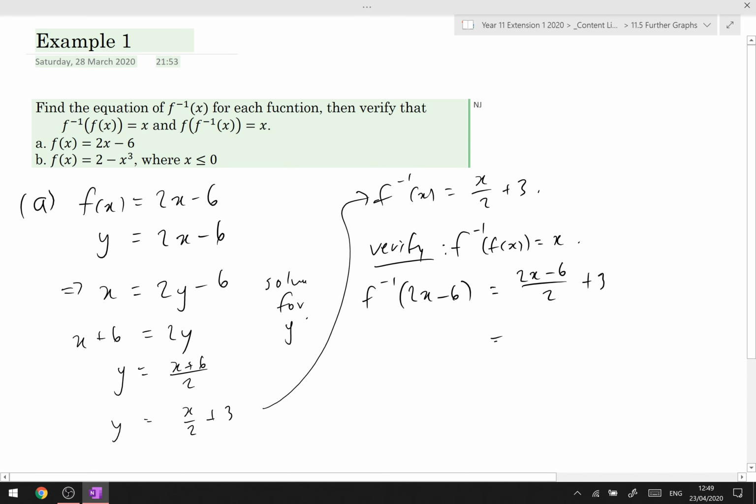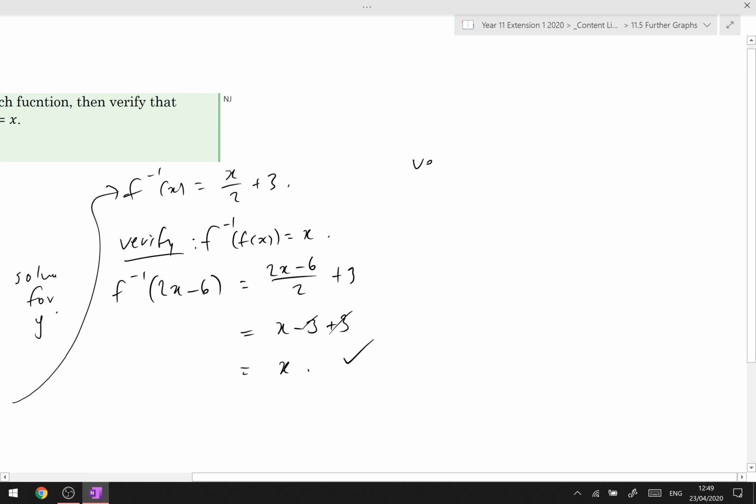Now this should give me x if I simplify it out. So 2x minus 6 divided by 2 is x minus 3, plus 3 on the end. Minus 3 and a plus 3 cancel, and I'm left with x. So that one works, so we're happy with that one. Then we need to verify the next bit. So that's verify f of x. Oops, sorry, I keep stuffing this up. F of f minus 1 of x.